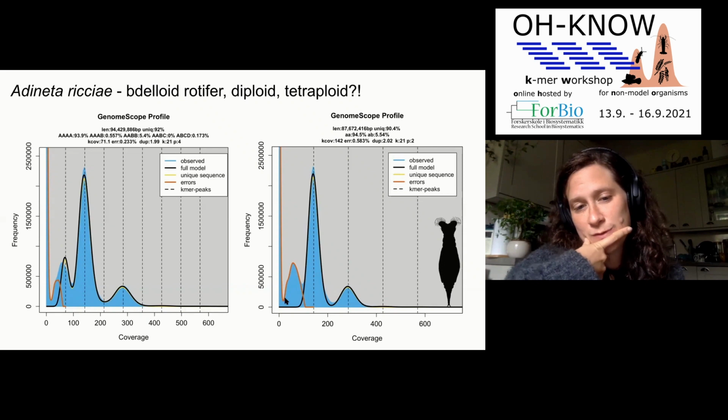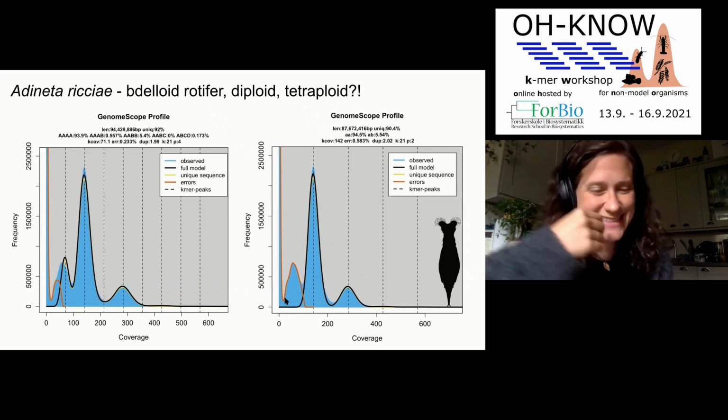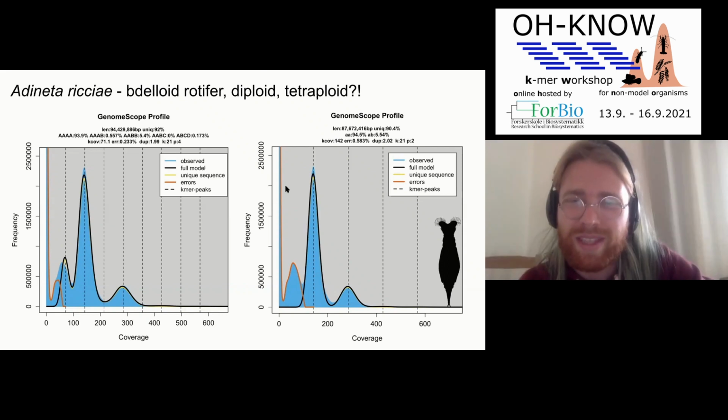Okay, so this is basically what we don't want to find in our data. Yeah, and we have a question now. What happens in aneuploid cases?